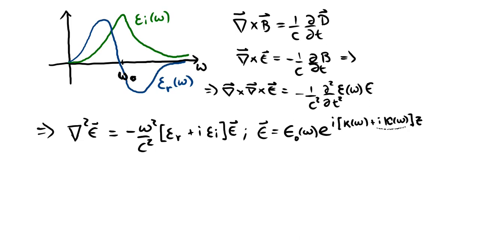So if you put this equation in these terms, what you are going to find from the Laplacian term is something like k plus i kappa squared. This is going to be equal to omega squared over c squared times epsilon r plus i.